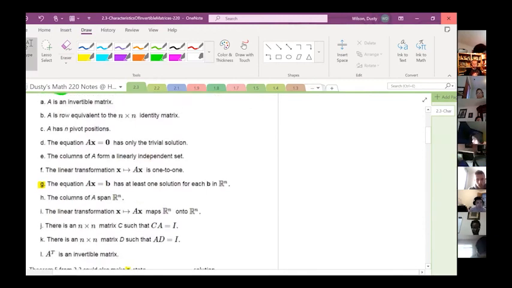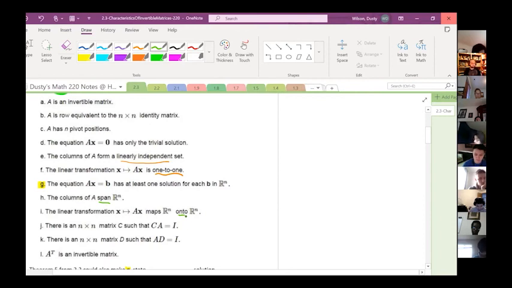So A is invertible. A is row equivalent to the identity matrix. A has n pivot positions. The equation Ax = 0 has only the trivial solution. Columns of A form a linearly independent set. The linear transformation x to Ax is 1-to-1. The equation Ax = b has at least one solution for each b in R^n. The columns of A span R^n. The linear transformation x to Ax maps R^n onto R^n.